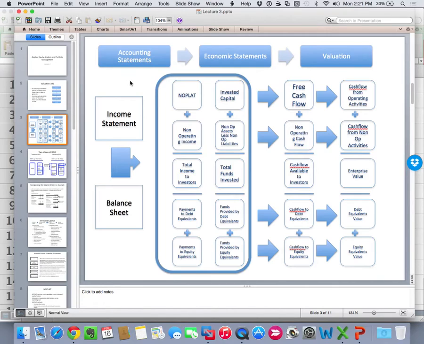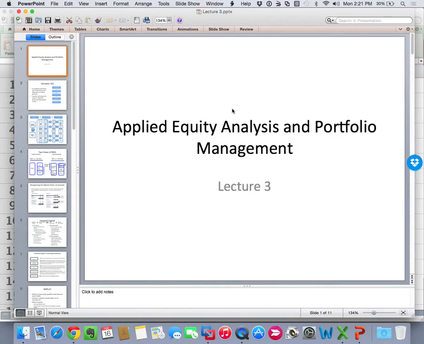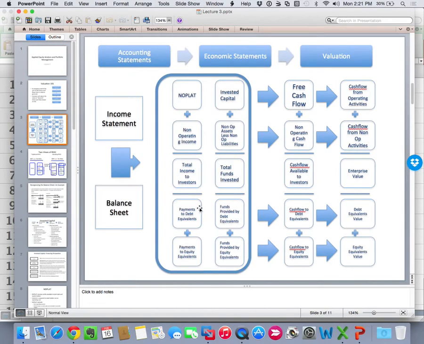Right? So, what do the accounting statements get rearranged to? The economic statements, income statement is going to be called TII, total income available to investors. The balance sheet, TFI, total funds available to investors. Those are McKinsey-created economic statements. Here's the idea. Each of the statements has 4 parts. Operating, non-operating, debt, equity. 1, 2, 3, 4.